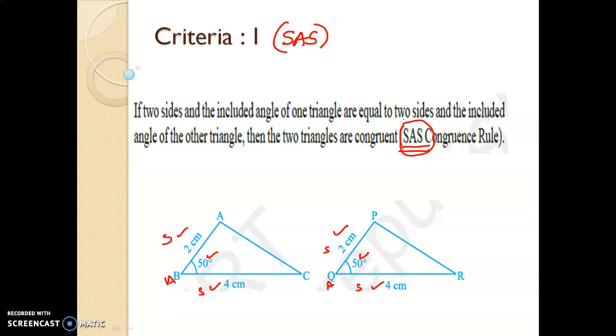So when two triangles have two same sides and one same angle which is also included by those sides, the two triangles satisfy this kind of condition, so they are congruent to each other under SAS criteria. Okay, so that is the first one.